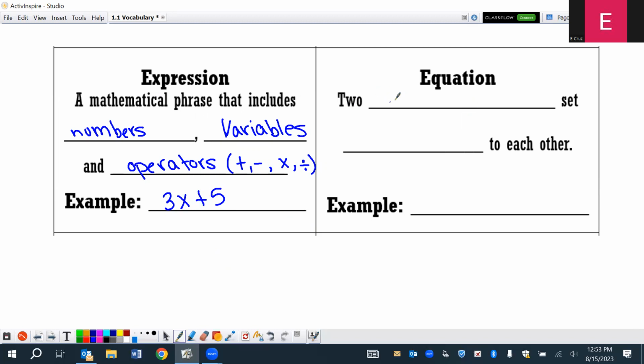Now an equation is two expressions set equal to each other. So I'm going to take this expression, for example, 3x plus 5, and it is just equal to something. So for example, let's say 10x plus 3. That's an expression, and there's an equal sign in between.